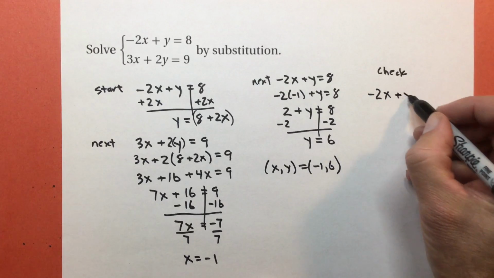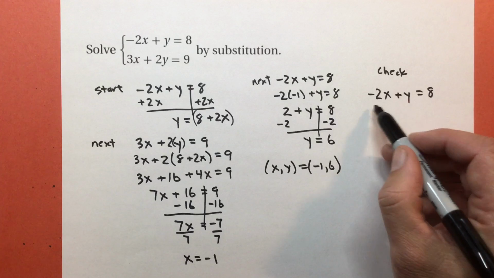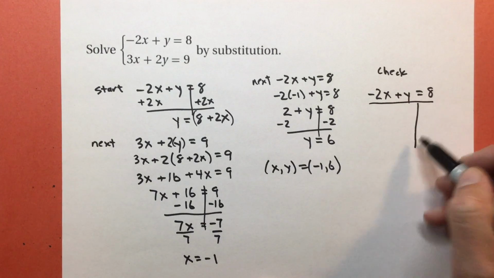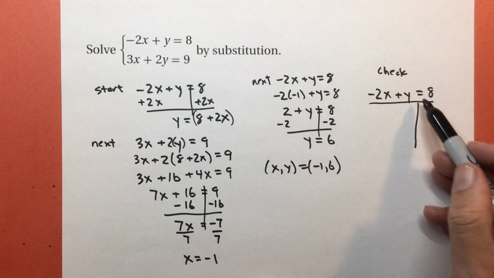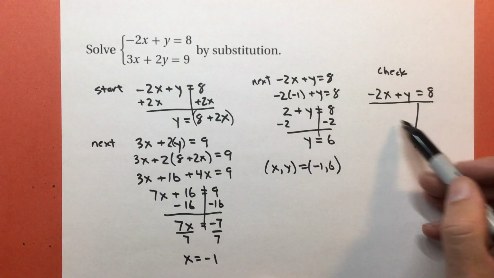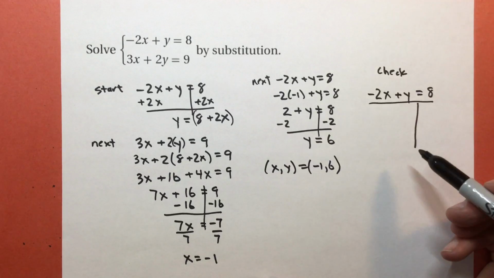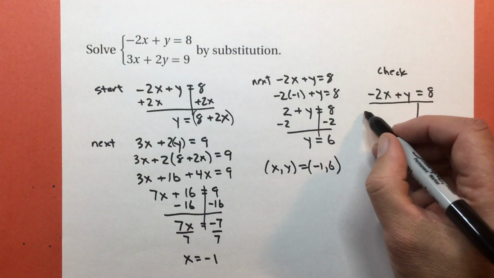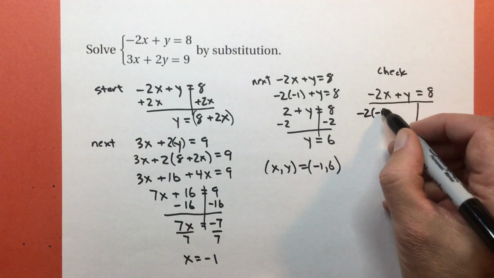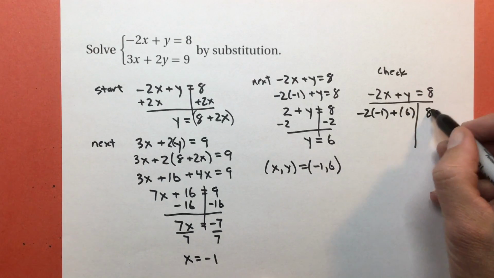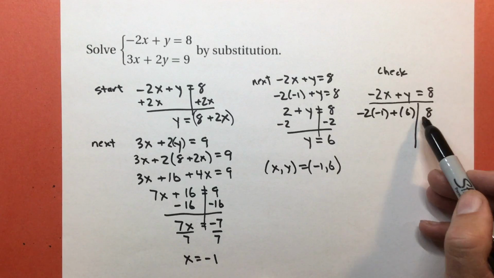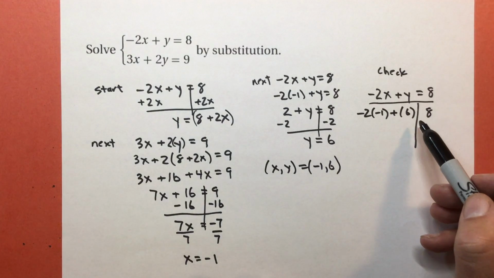-2x plus y equals 8, my first equation. And when I draw this line, notice that I'm not going to put any more equal signs in anything. That's my equal sign for my equation. I won't know these are equal until I get them all simplified. I get -2 times -1 plus 6. Right here I've got 8. Note I did not put an equal sign because I need to work it out to see if they're equal.